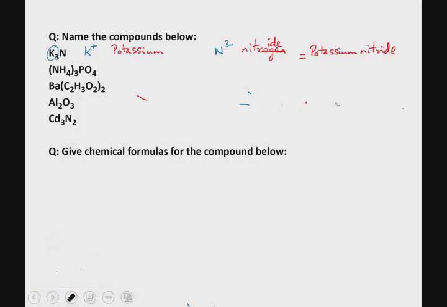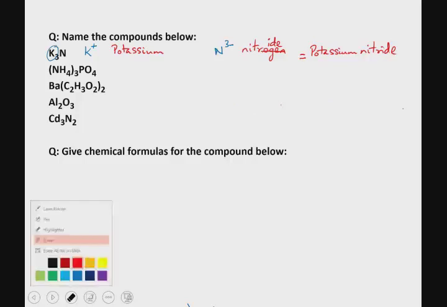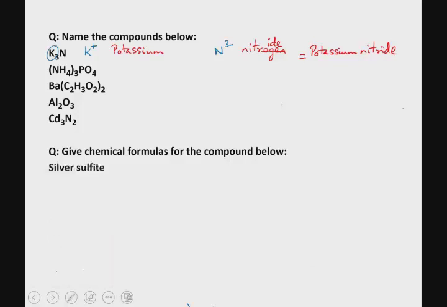If you can name a compound based on the chemical formula of the compound, we should also be able to write the chemical formula of the compound from its name. It is very important to be able to do both. So if the name of the compound is given as silver sulfite, what would be the chemical formula for this compound? So let's work backwards and figure this out.